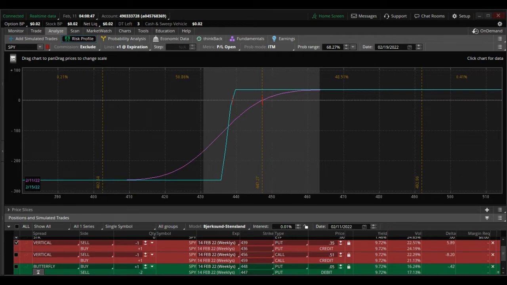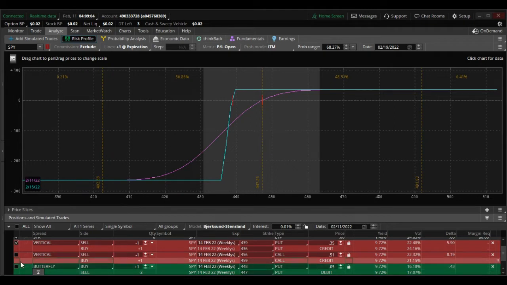What I want to talk to you about here today is how you can add trades to repair a trade that's not going your way. What I'm looking at here is SPY, and I've got the Analyze tab pulled up. Right here is the current market price at around 447.